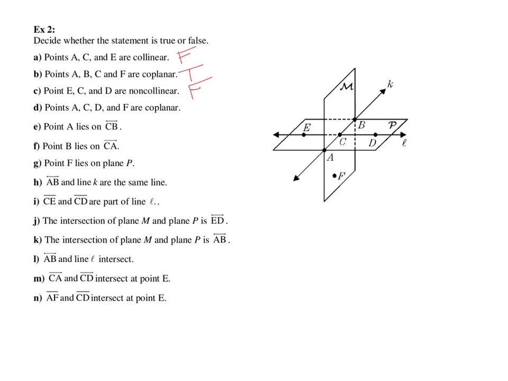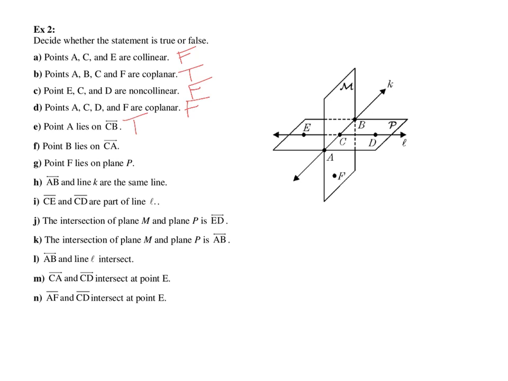Points A, C, D, and F are coplanar. No, they do not lie on the same plane. That's false. Point A lies on CB. Point A lies on that line. Yeah, that's true. Point B lies on CA, or ray CA.